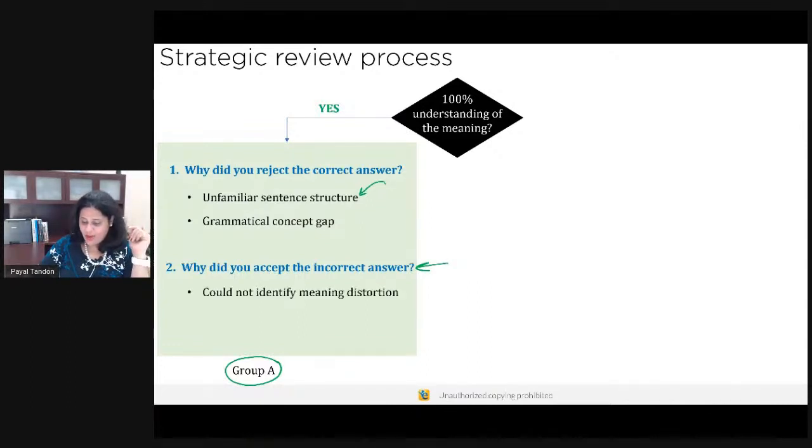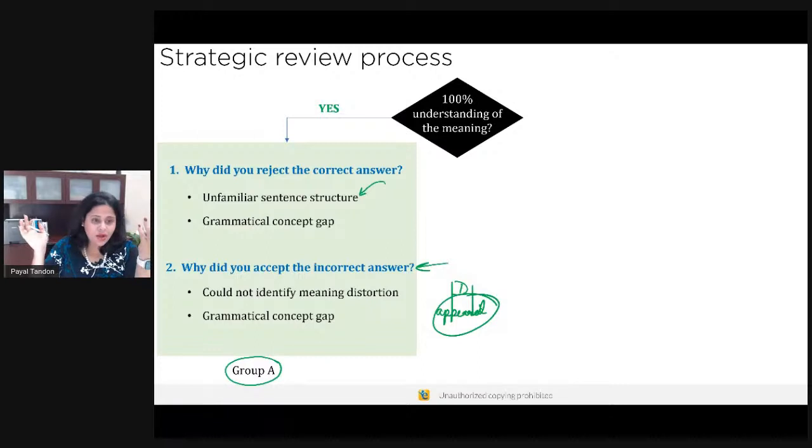Now, why did you accept the incorrect answer choice? There could be 2 reasons. Again, you could not identify the meaning distortion that's happening, which is the case with choice D. With the use of appeared, you couldn't identify that there is a meaning distortion, and that is what you need to identify as you are creating your error log. Or there could be a certain grammatical concept gap. You didn't know what a certain grammatical concept leads to, and that's why you made an error. In this case, it could also be an idiom error. You weren't aware of a particular idiom, and that's why you selected the incorrect answer choice.